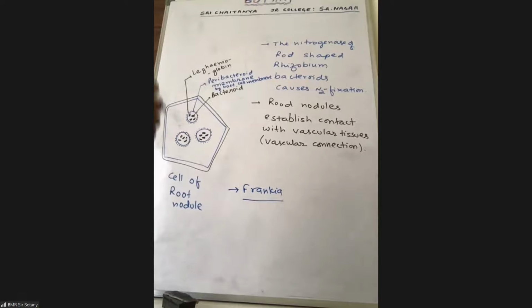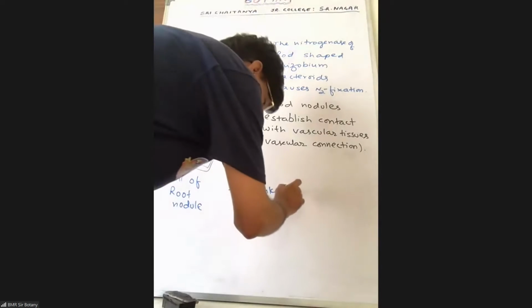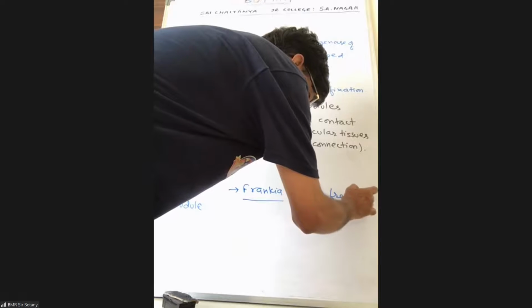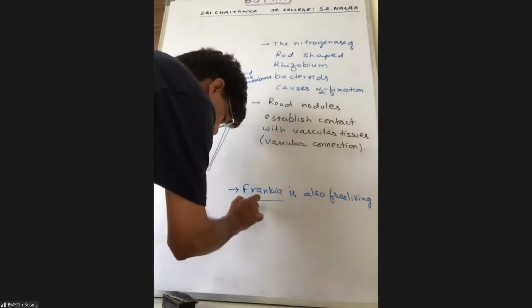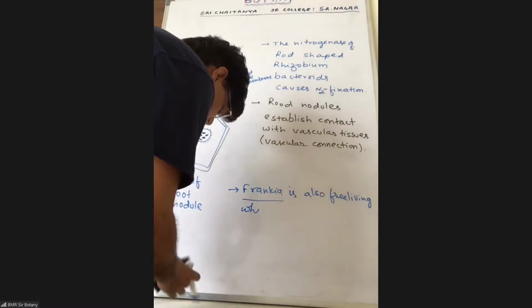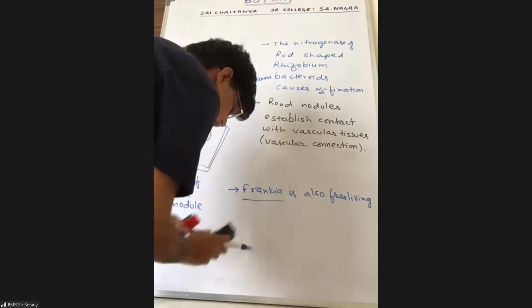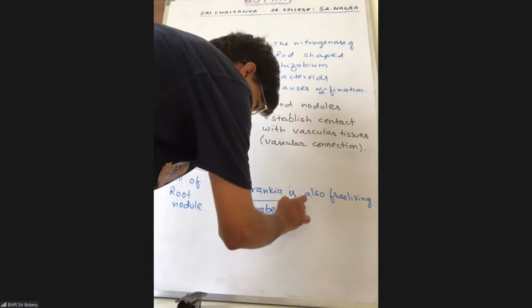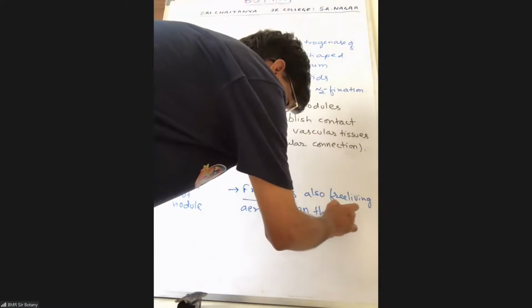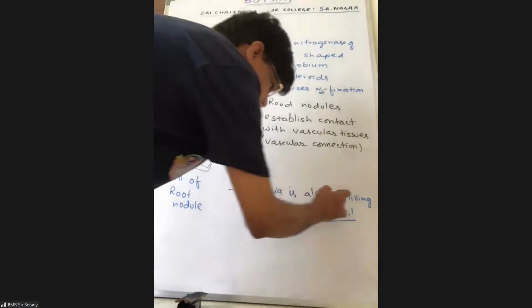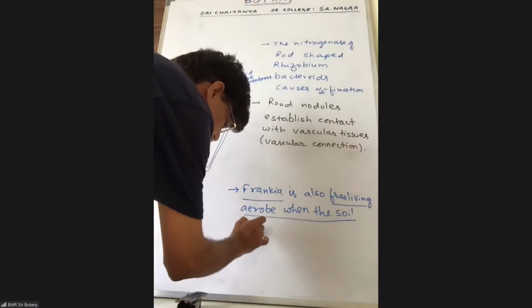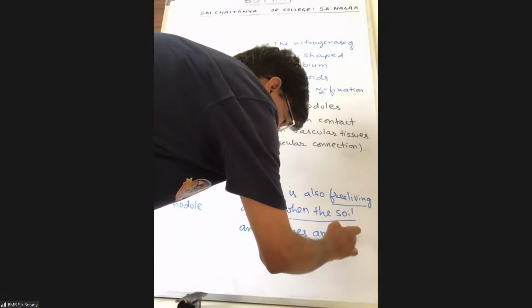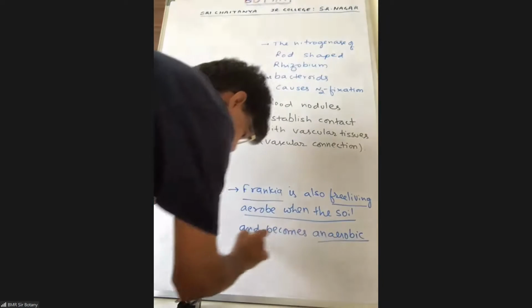So Frankia also, same like rhizobium, is free living and aerobic when in the soil, and becomes anaerobic when in the root nodule.